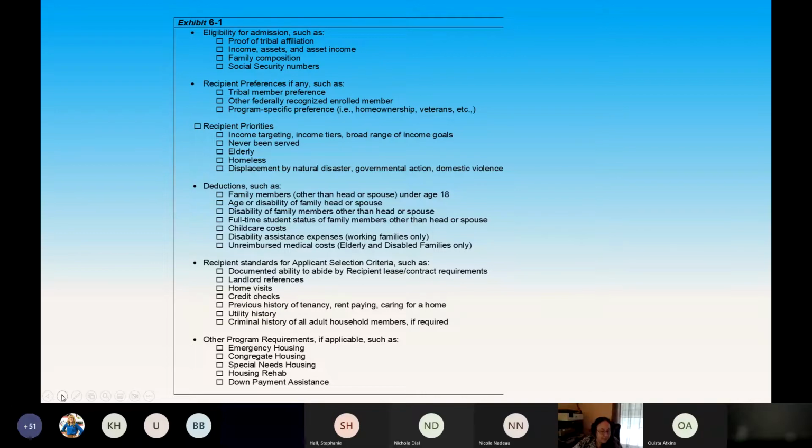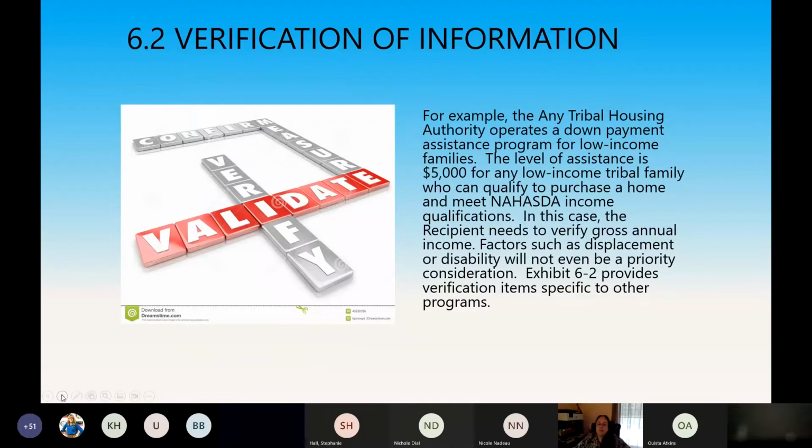Housing rehab, down payment assistance. So, you have to do the verification of that information, not income. For example, if you operate a down payment assistance program for low-income families, the level of assistance is $5,000 for any low-income tribal member who can qualify to purchase a home and meets the NAHASDA income qualifications. In this case, the recipient needs to verify the gross annual income. The factors such as displacement or disability would not even be a consideration. Exhibit 6.2 provides verification items specific to other programs.